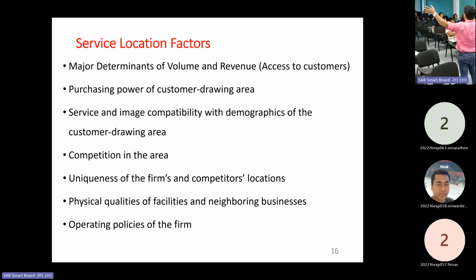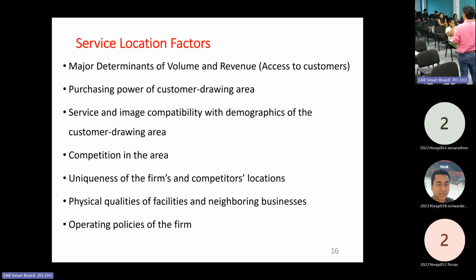1.5 decades ago, most of those private hospitals in Sri Lanka were located in the Colombo metropolitan area. Now what has happened? It shifted to suburbs. Malabe, Talawattugoda area, Wattada, that side, right? Suburbs.